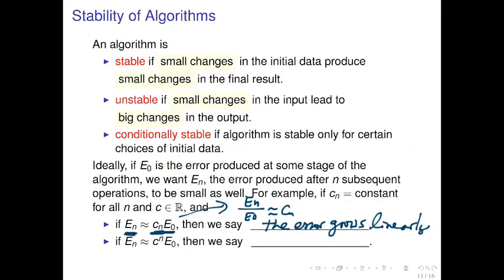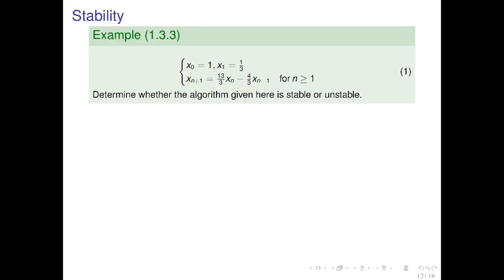On the other hand, if E sub n is approximately C to the n times E sub 0, this C to the n is exponential behavior. So in this case, we say that the error grows exponentially. Certainly, we do not want to see exponential error growth in general algorithms. You want to stick with as small an error as possible. So if you have two algorithms you're trying to write, and one is linear growth and the other is exponential growth, then you definitely want to pick the linear one.